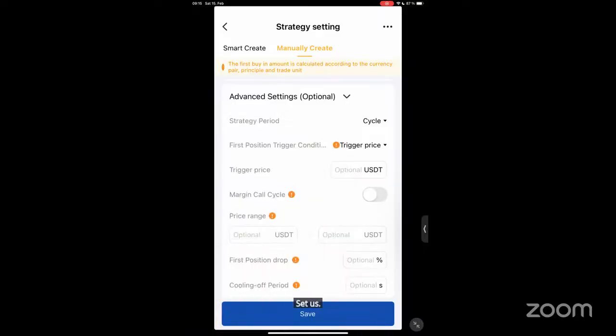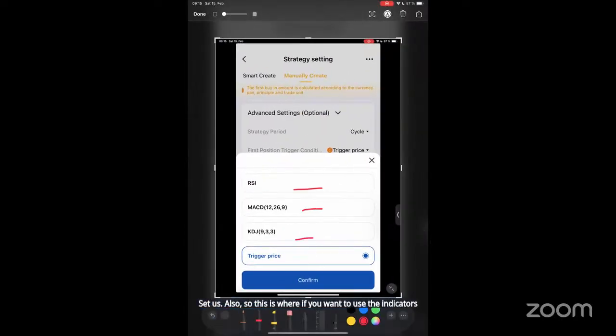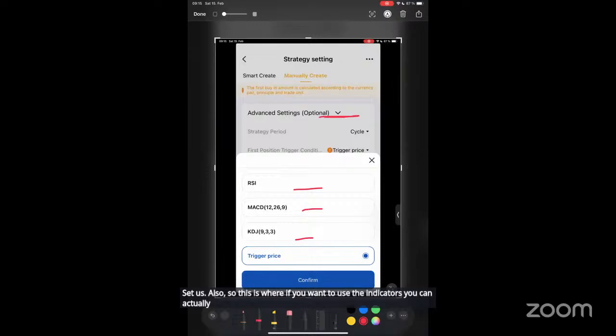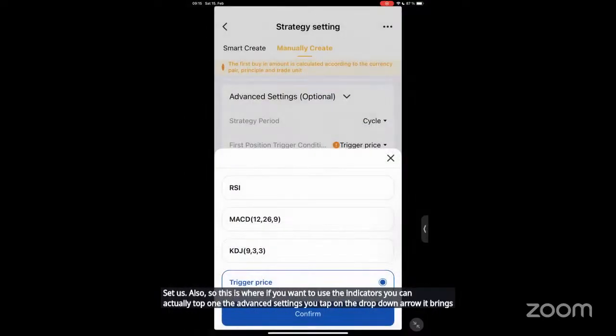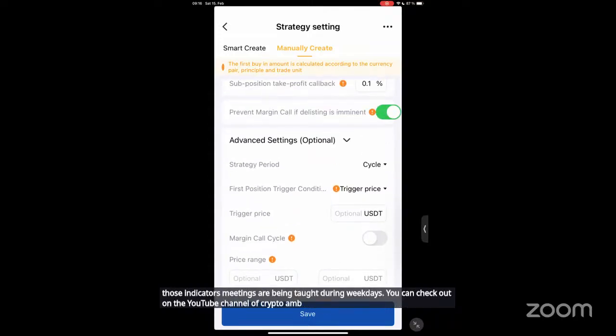Sorry. So this is where, if you want to use the indicators, you can tap on the advanced settings. You tap on the drop down arrow, it brings it out. Then you choose the respective indicator you want to use and follow. Those indicator meetings are being taught during weekdays. You can check out the YouTube channel of Crypto Ambassadors. You get all this over there.